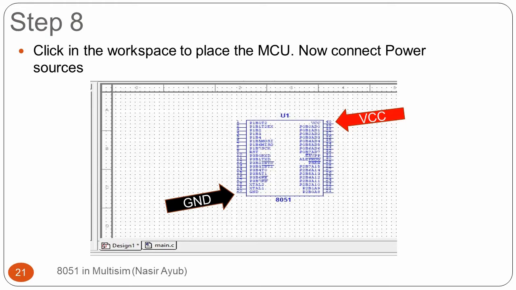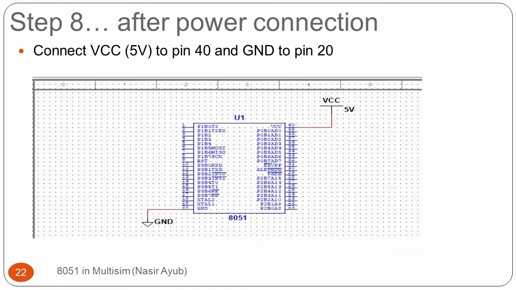Okay. So remember, in Multisim, we don't need to connect any crystal oscillator to pin 19 and pin 18. Okay, so we just connect ground and 5 volt VCC, and the LEDs are whatever we want to operate. So VCC will go to pin number 40 and ground will go to pin number 20.